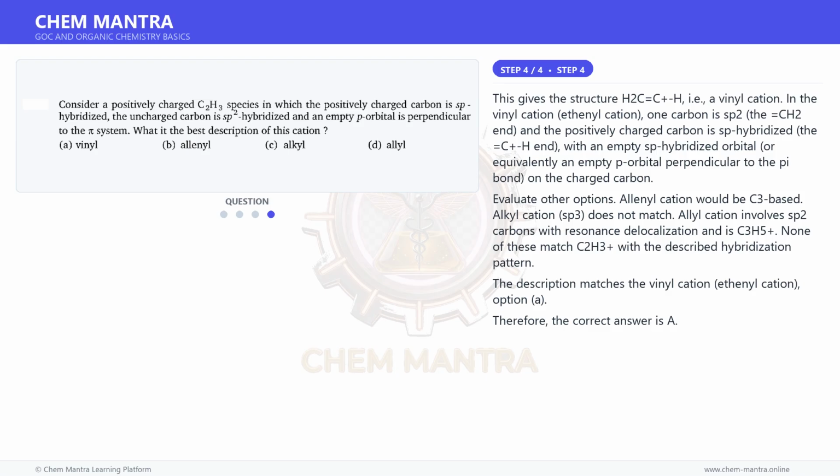Evaluate other options. Alkynyl cation would be C₃ based. Alkyl cation, sp³, does not match. Allyl cation involves sp² carbons with resonance delocalization and is C₃H₅⁺. None of these match C₂H₃⁺ with the described hybridization pattern. The description matches the vinyl cation, option A.